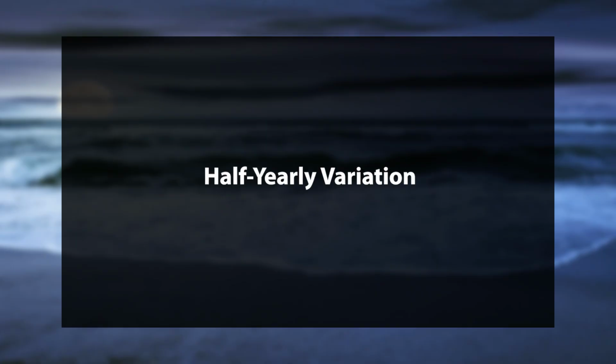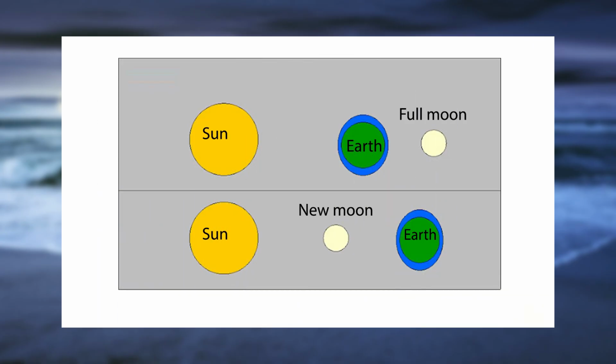Now, another type of variation is known as half-yearly variations. Declination of the sun varies from 0 degree around the equator to the maximum at 23.5 degrees north and south in different seasons. Declination of a celestial body is its angular distance from the celestial equator on a celestial sphere.